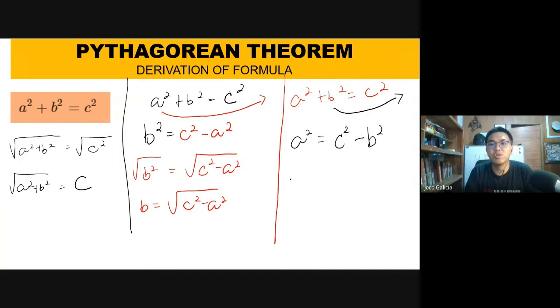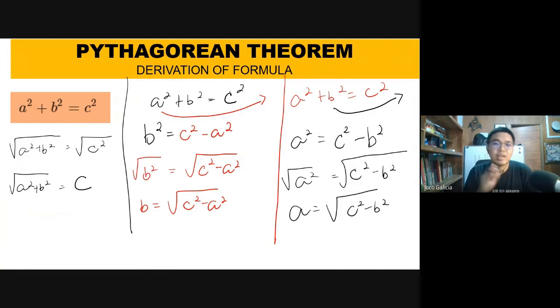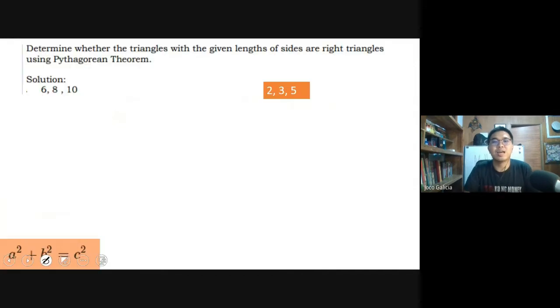And to find the value of A, we have to square root both sides. Yan. Tapos, ano ang square root of A squared? Ang square root of A squared ay A, equal to square root of C squared minus B squared. Ayan na yung ating magiging formula. Tatlo yan. Now, let's move sa ating tanong or problem.